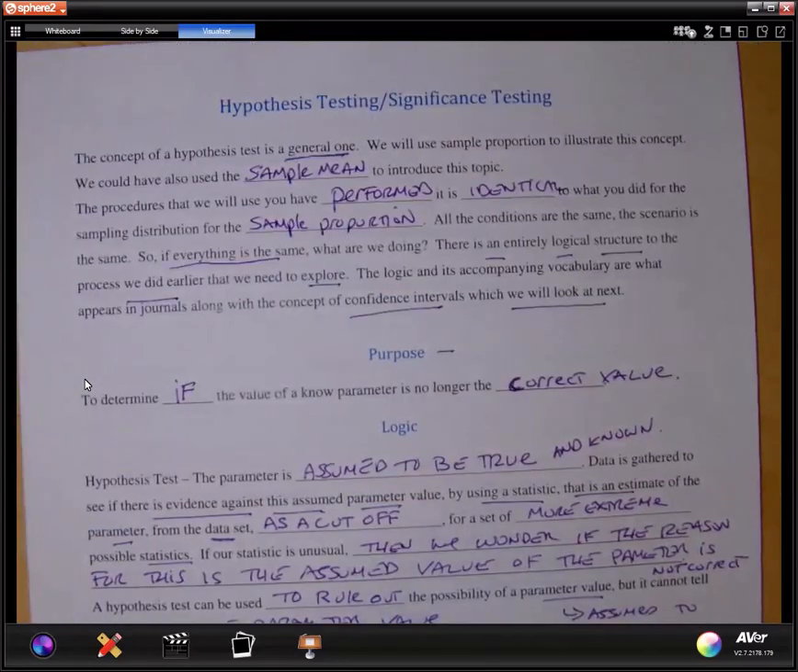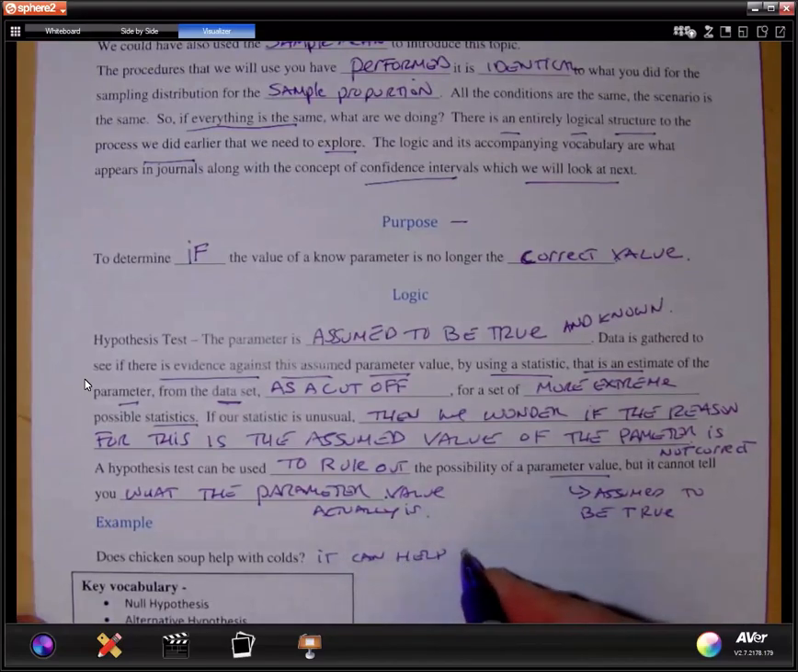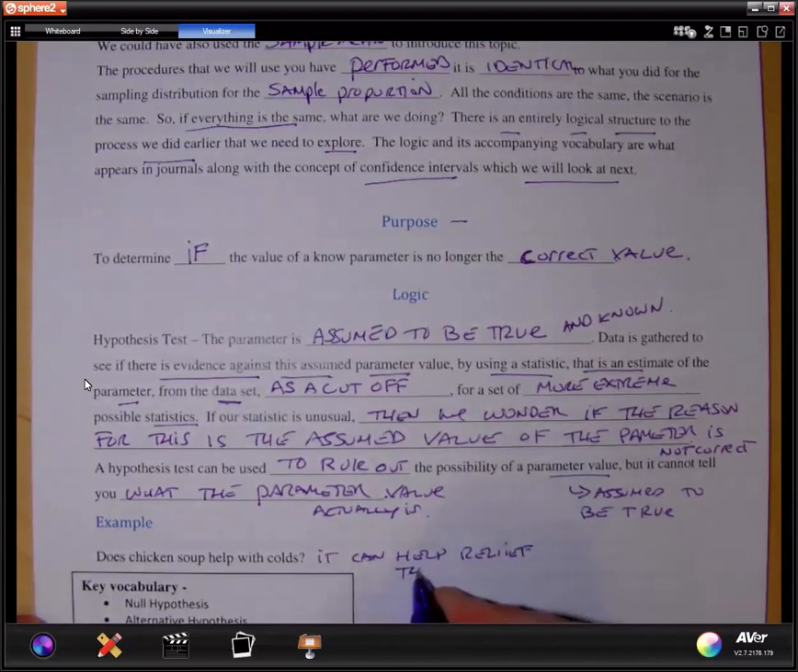Example, is chicken soup good for colds? Well, we don't know for sure, but there have been studies that suggest that it can help relieve the symptoms of colds, and there are reasons for this. Could it actually speed up recovery from a cold? Potentially it can. And there's again been some studies for this, but actually just recent studies.